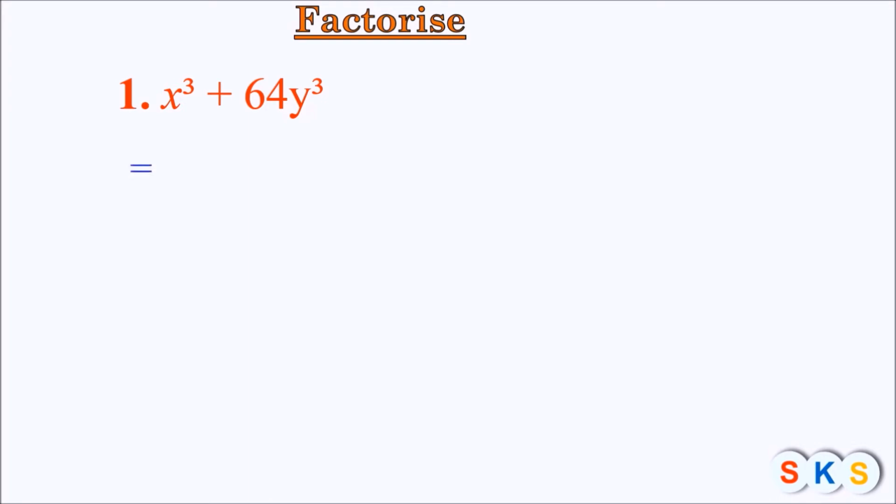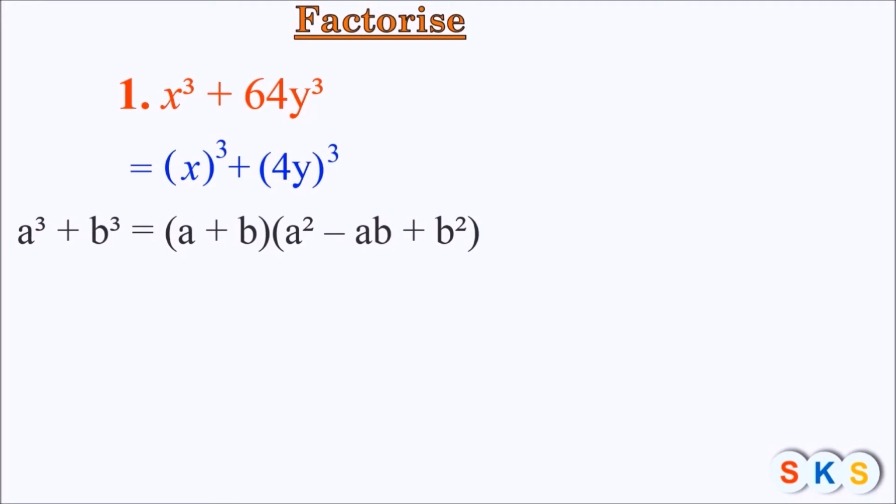So here the first term is the cube of x, so we will write here x the whole cube, plus the second term is the cube of 4y, so we will write here 4y the whole cube. Now your question is converted into the form of a cube plus b cube. So to factorize this, we will use the formula a cube plus b cube equals a plus b into a square minus ab plus b square.